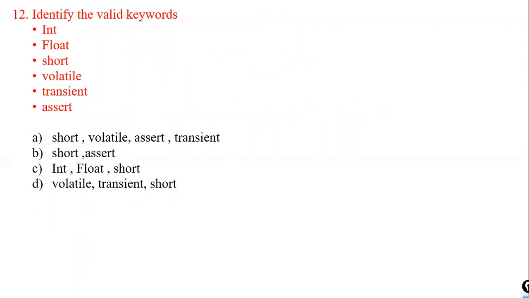Identify the valid keywords. All the keywords will start with lowercase. So Int is starting with uppercase. Float is starting with uppercase. So these two are not the valid keywords. Short is a valid keyword. Volatile is a valid keyword. Transient is a valid keyword. Assert is a valid keyword. So the correct option is A.